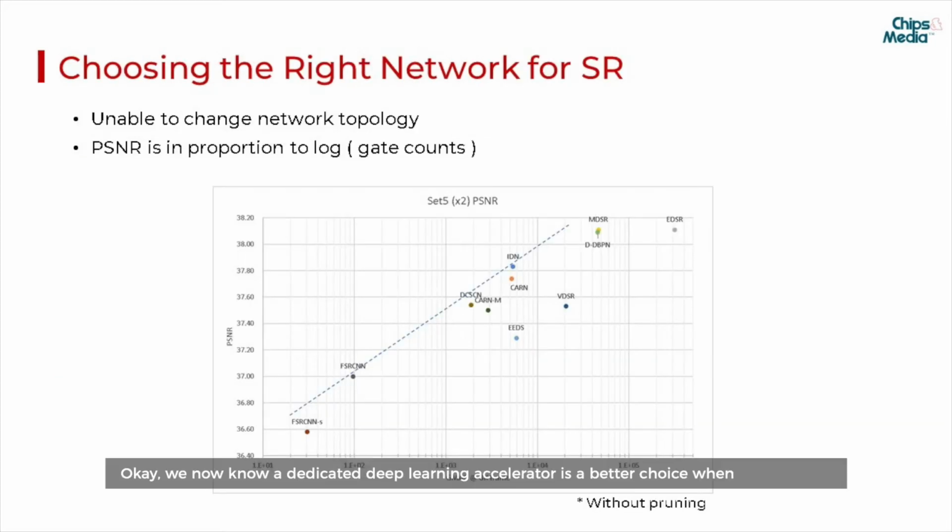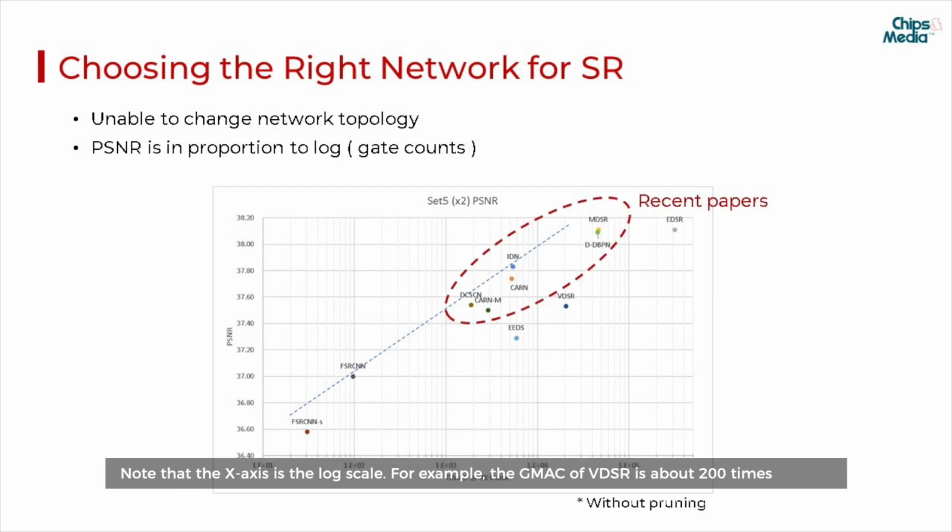Okay, we now know dedicated deep learning accelerator is a better choice when implementing high-resolution real-time SR. Well then, what are the most important aspects when implementing dedicated deep learning accelerator? Let's find out. Take a look at the graph. It shows the distribution of PSNR and GMAC for 8K resolution in popular SR networks. Please note that the x-axis is the log scale. For example, the GMAC of VDSR is about 200 times bigger than the one of FSR-CNN.